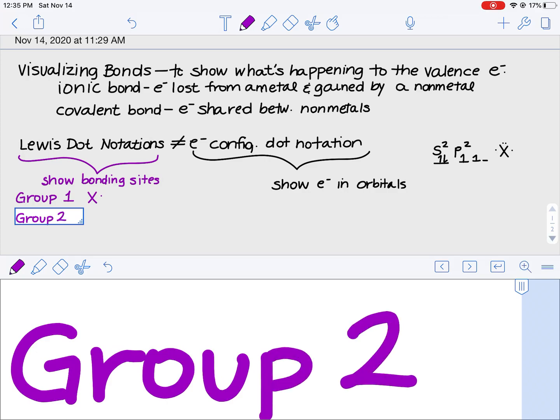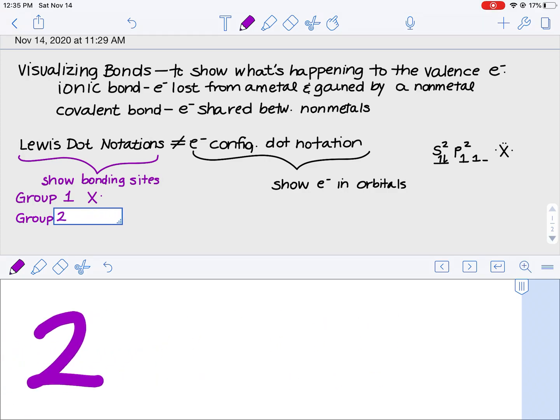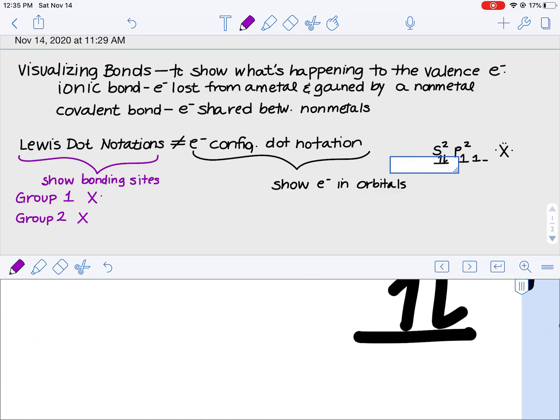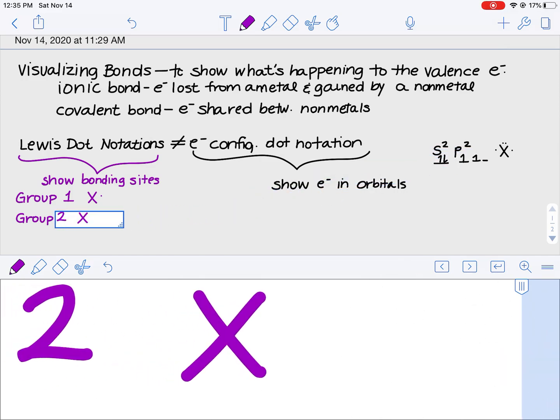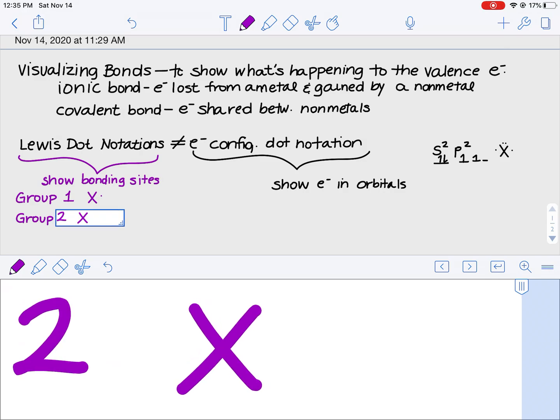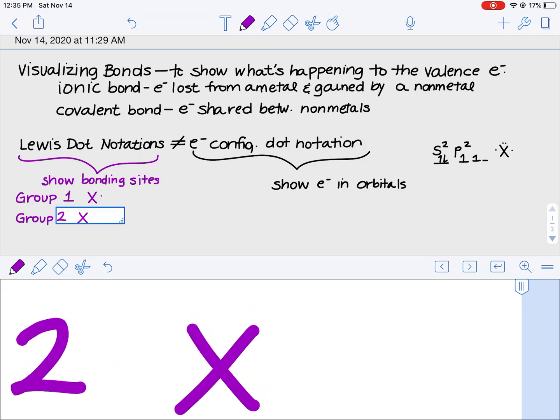My elements in group 2 have two valence electrons. Again, they're going to have two dots, but unlike what we did in the electron configuration dot notation, I am not going to pair the dots up. I'm not showing what it's like in the orbitals but rather I'm trying to show the electrons that can be lost and gained, and hence can form bonds or be shared.